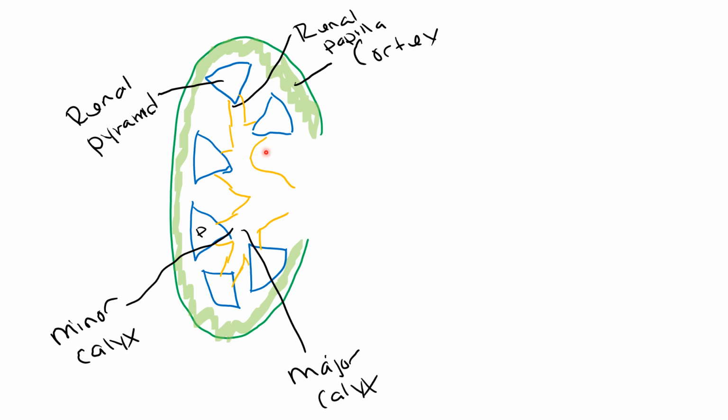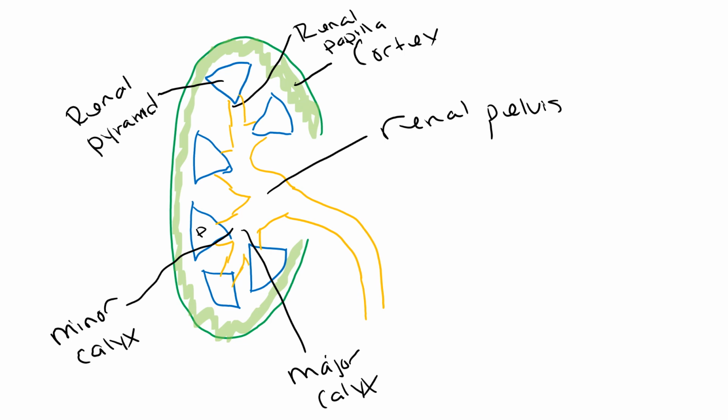And you can already see that eventually all the major calyces come together and just make kind of this really funny shaped area right here. This funny shaped spot that is carrying urine is called the renal pelvis. And eventually that renal pelvis is going to not be so funny shaped anymore. It's going to make a tube. And this tube should look familiar. We had been drawing in purple, but now it's orange. This is our ureter.